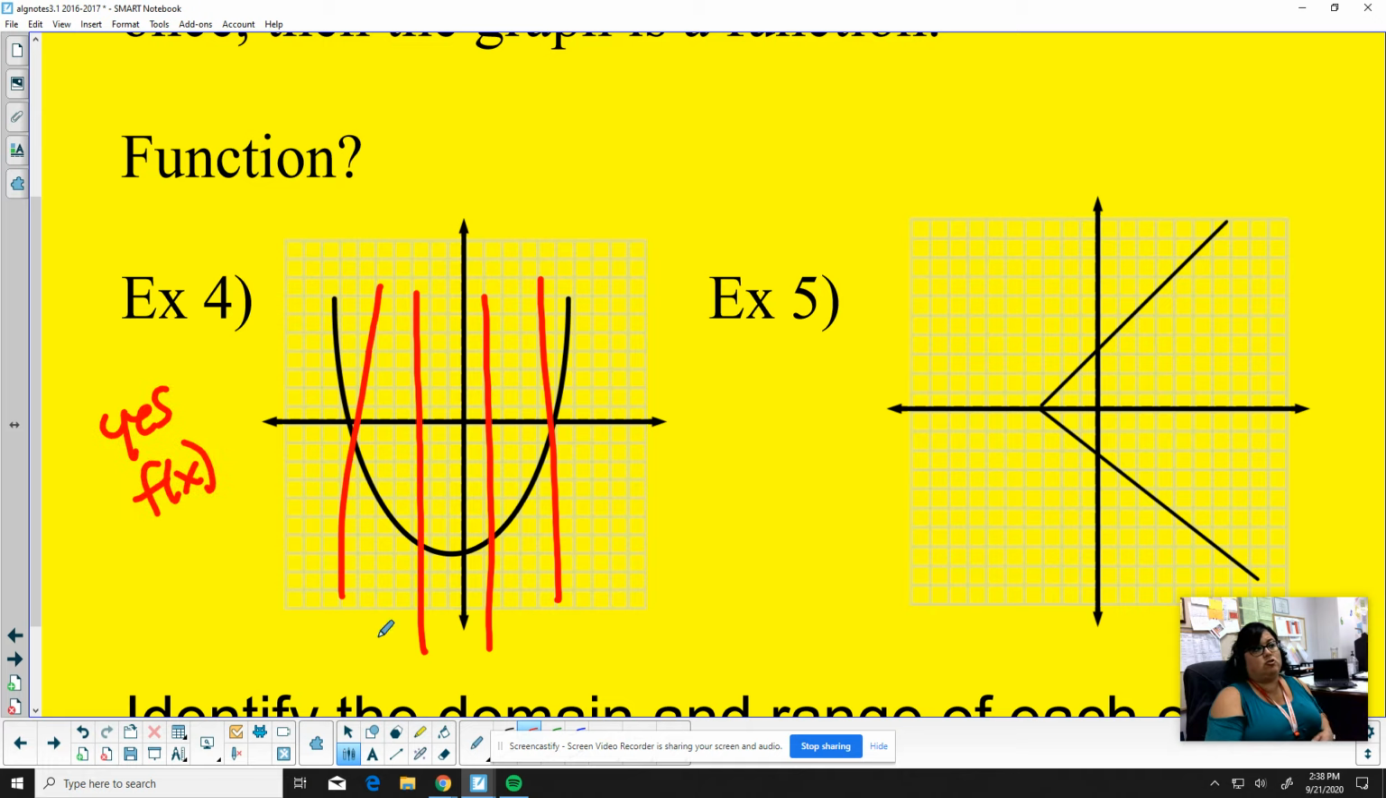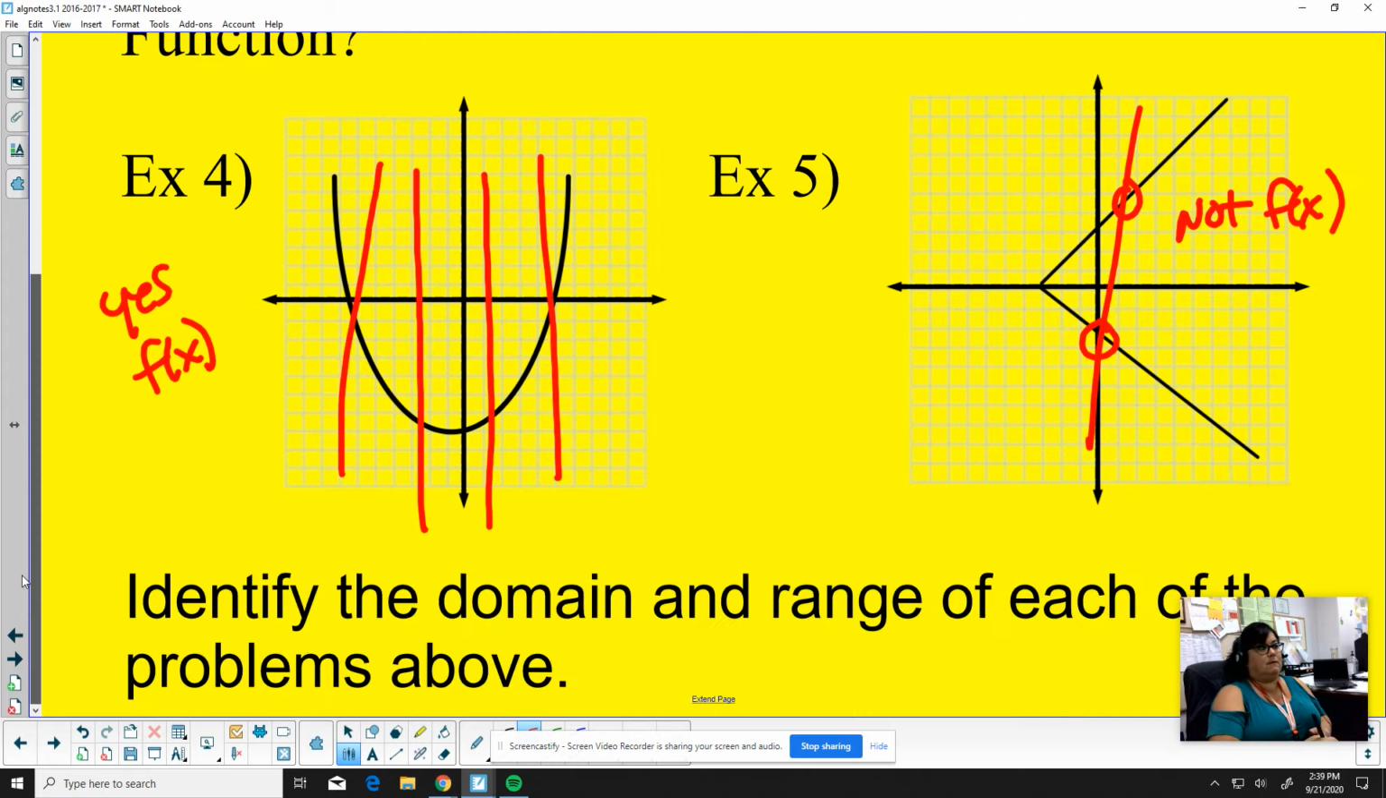There's nowhere I can draw a straight up and down line and it'll hit it twice. So if we look at this one, a vertical line hits it 2 times. This is not a function. Okay, the domain and the range for each.